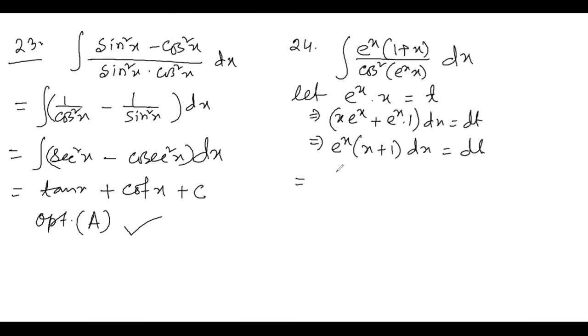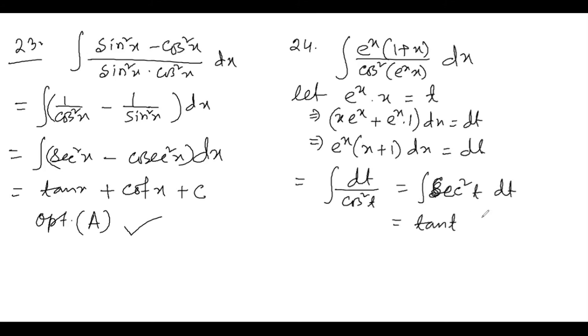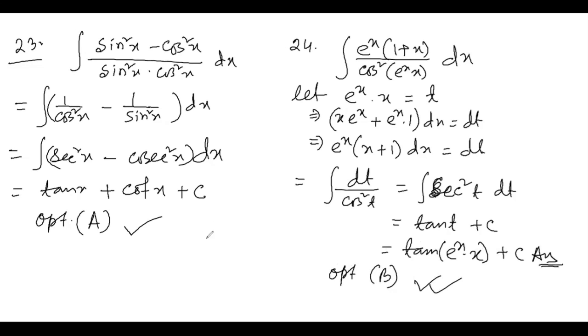Now you see we can write it as dt by cos square t. So the result is sec square t dt. 1 by cos square t means sec square t, and sec square t integration is tan t. So tan t plus c. You replace t: tan of e to the power x into x plus c. This is the result. So which option is correct here? Option B is correct. So up to this is today's video.